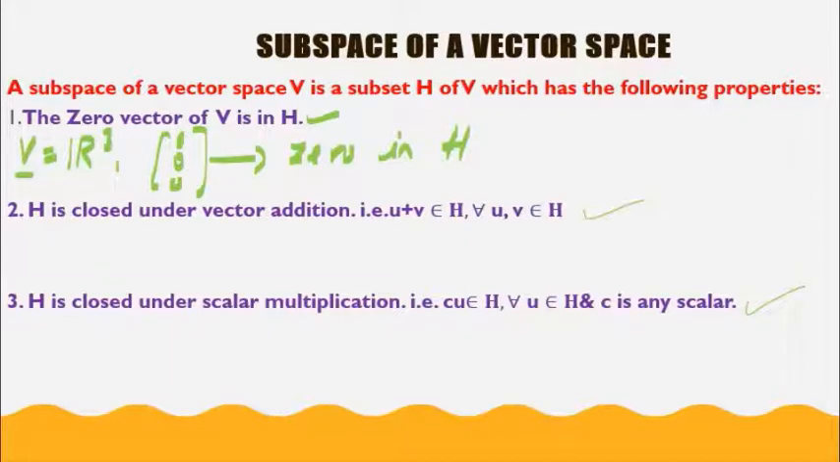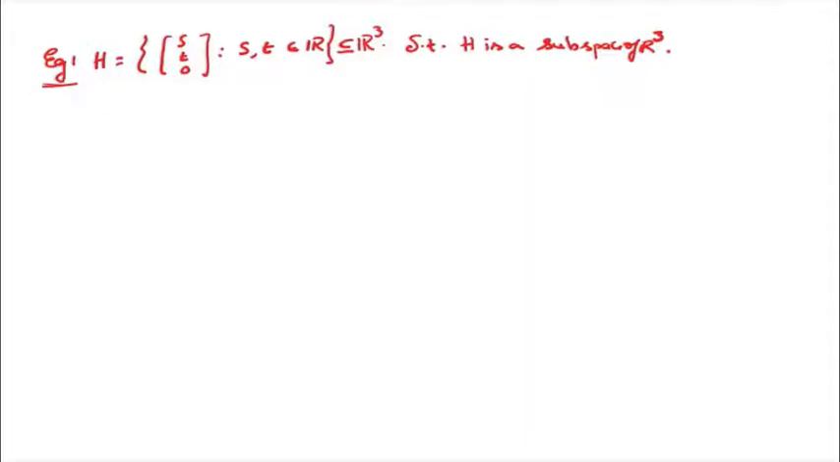So instead of proving all the 10 conditions in the definition of vector space, if any non-empty subset H satisfies just these 3 conditions, then it will form a subspace for the given vector space. Now let us see a few examples of how to show a given set is a subspace of a given vector space. So here we have H equal to the set containing the column vector (s, t, 0), where s, t belong to R. This is a subset of R3.